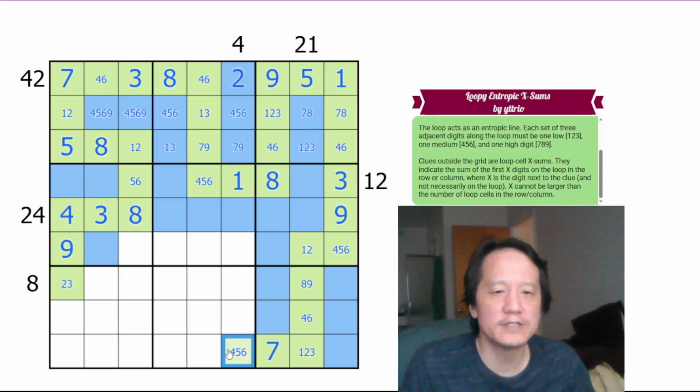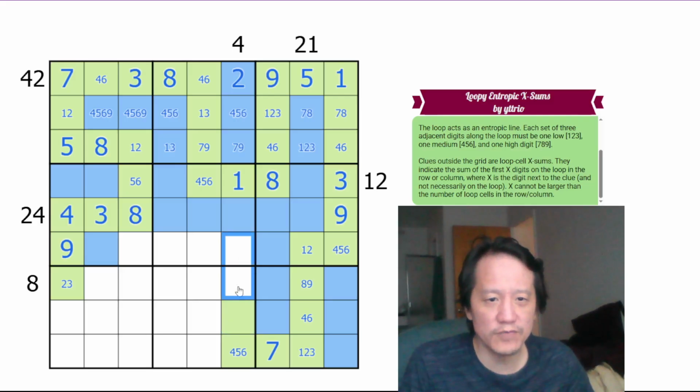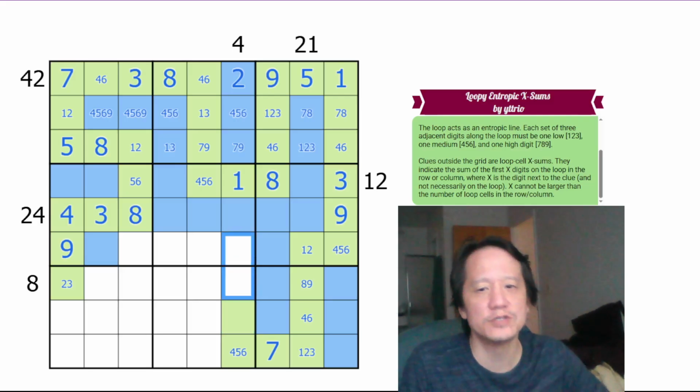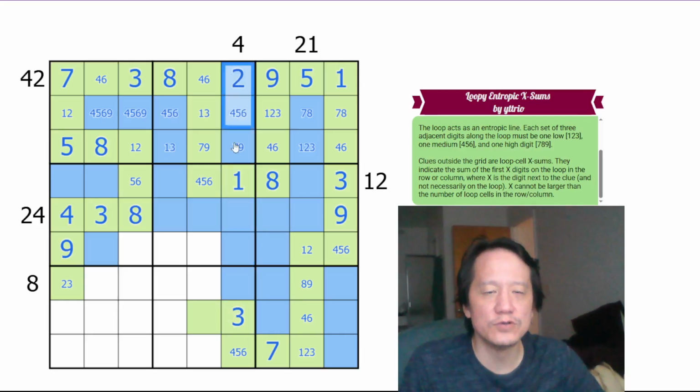Can you ever exit out and then go back? No, because then it would touch itself. So it must continue down this way. And this is a low. So none of these could be lows if they were on the loop. So these cannot be on the loop. So it must turn here. And this is a 3, to add up to 4.